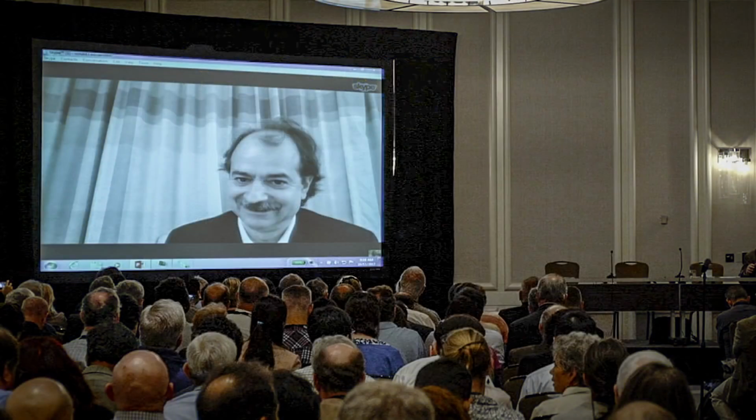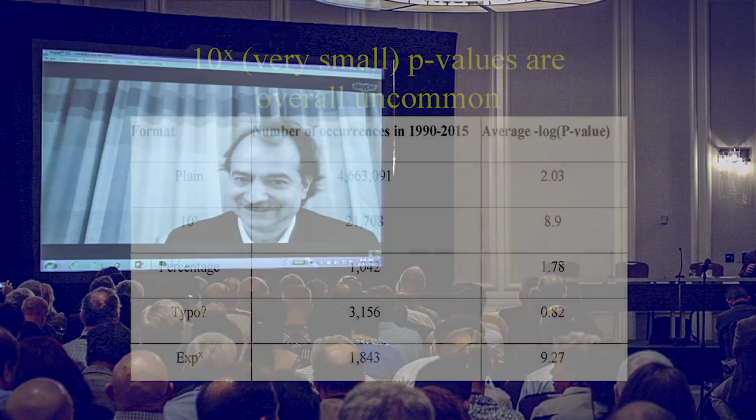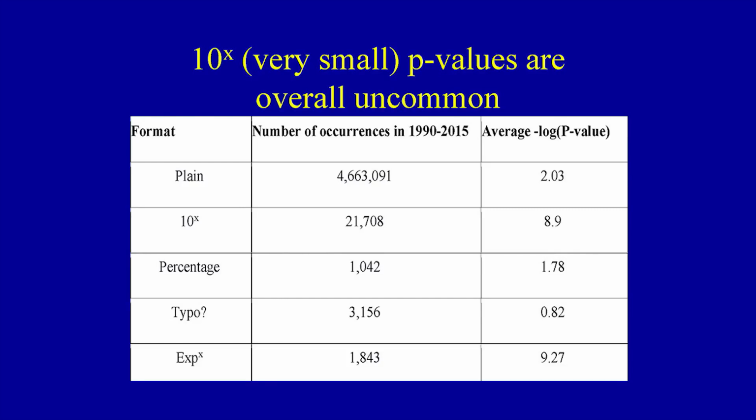How small or how impressive are these p-values? This is looking at the number of occurrences between 1990 and 2015 for p-values in the abstracts. And you see that the vast majority of them are just plain vanilla p-values. They're not 10 to the x type of exponents where you would expect to see some very prominent, very low p-values with very extreme statistical significance. There's close to 5 million appearances of p-values that are on average slightly less than that magic 0.05 value, and actually a bit less than 0.01. And then you have only 20,000 that are 10 to the x, with an average minus log 10 p-value of 8.9, which is very close to the genome-wide significance threshold, in fact.